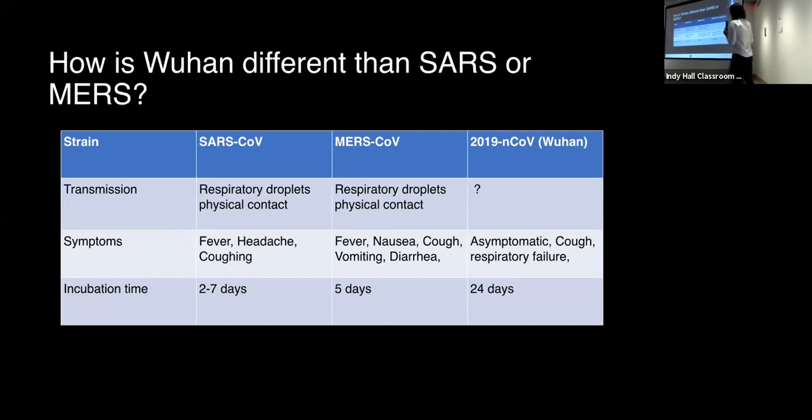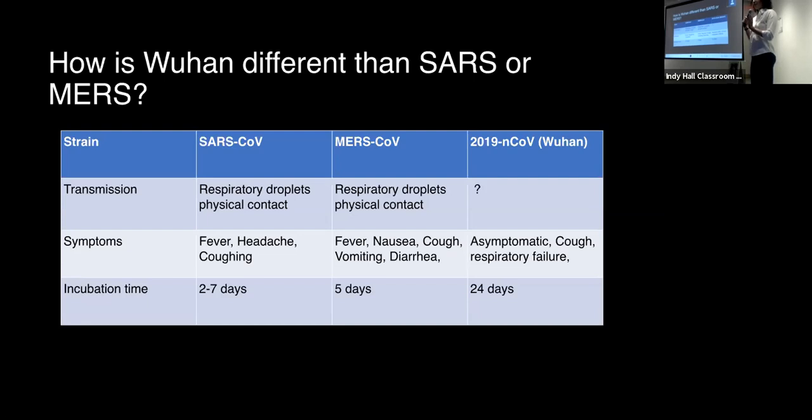Yeah, and the other issue is that this most recent coronavirus has a much longer incubation time. SARS and MERS were 2 to 7 days on average. SARS was about 3 days, MERS was 5 days. And the most recent data as of Monday is that the incubation time is 24 days. Meaning that from when you first get the virus in your system to when you start showing physiological symptoms is 24 days, which is a lot longer.